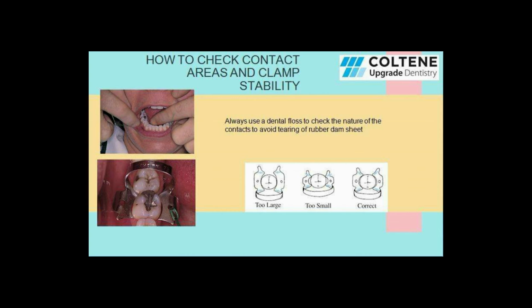The second picture shows that the size of the clamp should always match the buccolingual dimension of the tooth. These three pictures show the correct size of clamp to use for a tooth. The first picture shows a clamp which is quite large. If it is quite large, it is not going to be stable over the tooth and it is going to rock when you are doing any procedure. If it is quite small, there are fair chances that leakage will occur during the procedure. And if the clamp is of the correct size, then there will be no leakage and no rocking of the clamp.